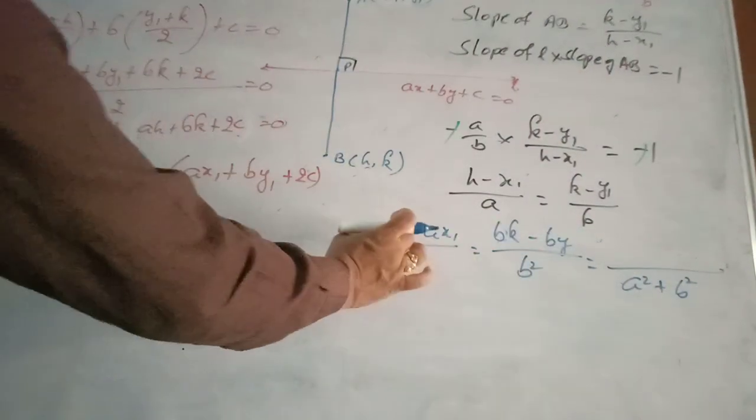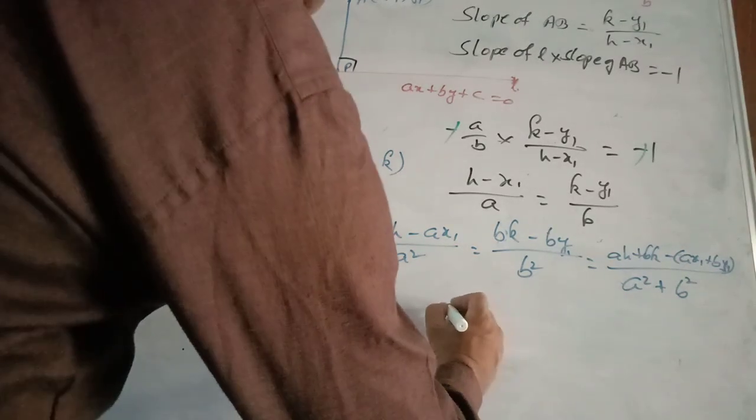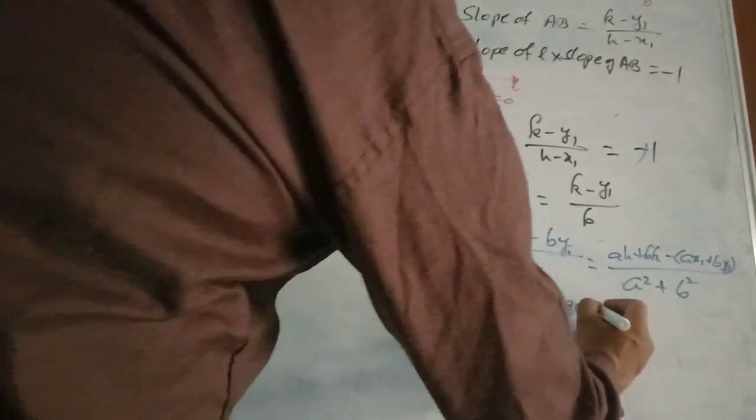So A square plus B square, this will be AH plus BK minus of AX1 plus BY1. Now we know this AH plus BK, we got here minus AX1 plus BY1 plus 2C. This one we have to substitute in AH plus BK. Now let's substitute this: minus AX1 minus BY1 minus 2C minus AX1 minus BY1 divided by A square plus B square.